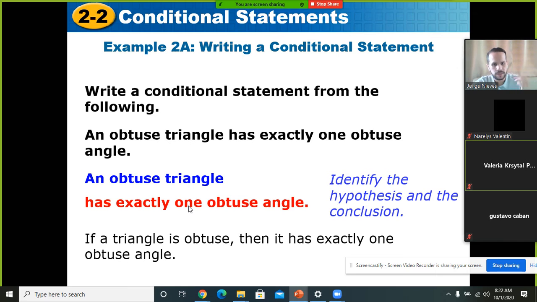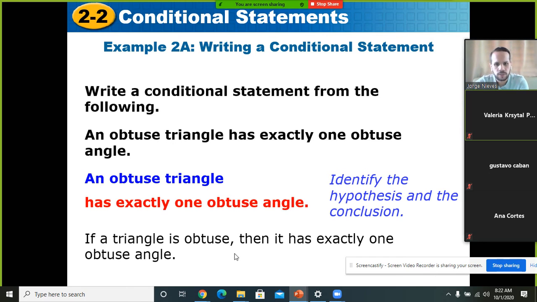The conclusion depends on the hypothesis, because we say first, if a triangle is obtuse, then it has exactly one obtuse angle. You see? So we make this conditional statement. By looking at a sentence, we're writing a conditional statement. So what do we change? We change the order. If a triangle is obtuse, and the original said an obtuse triangle, you see, we change the order.